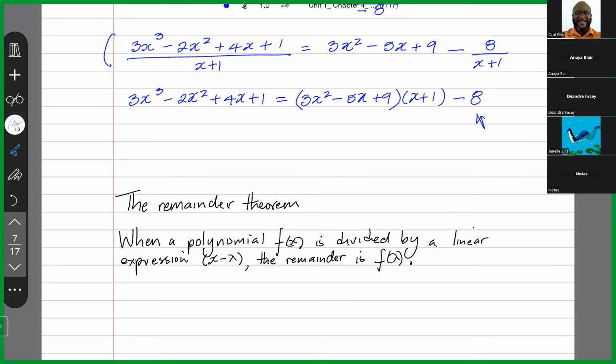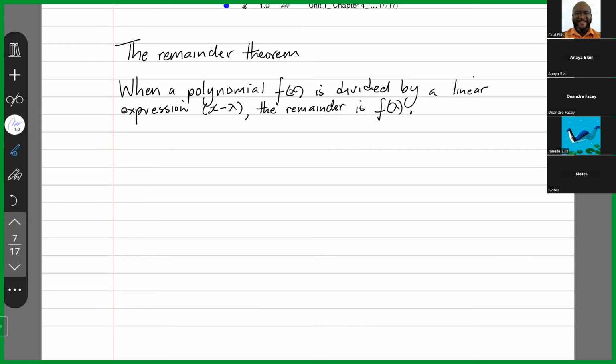All right. So if I divide f of x by this linear expression x minus lambda, I'm going to get some other polynomial. Let's just say that is q of x plus, let us say, a remainder over x minus lambda. Based on the example we did before, this is what happens. If I divide a polynomial by a linear expression, I'm going to get a polynomial plus some remainder over the divisor, which is x minus lambda.